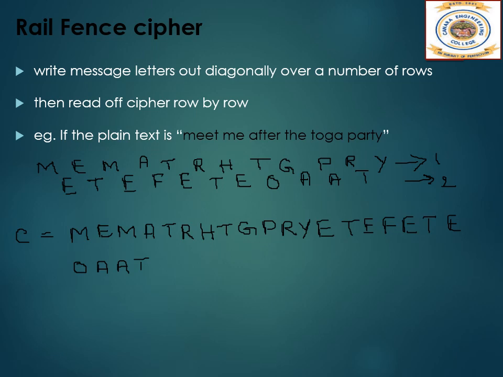Okay. So how do you write it? M of meet is in the first line and diagonally E. Next, E above, T below. Then meet me: M above, E below. After: A above, F below. T above, E below. R above, T below. H above, E below. Toga: T above, O below. G above, A below. You complete this. The first row you write in the beginning, then you continue with the second row. This is how you use the rail fence cipher.